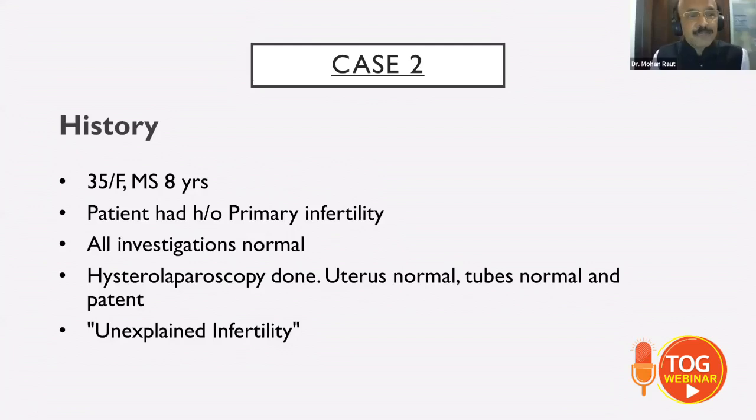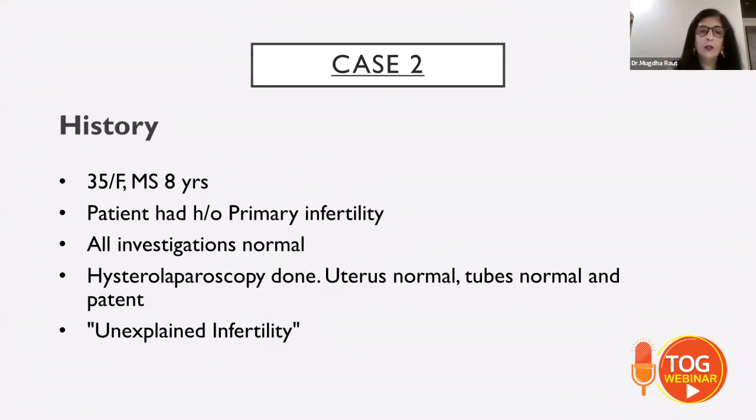It's a 35-year-old patient married for 8 years. History of primary infertility. Very interesting case. All investigations normal. Hysterolaparoscopy normal. Tubes normal, and labeled as unexplained infertility. But with hysterolaparoscopy, we do one more investigation, and I think I will hand over to Dr. Mugdha to elaborate on this patient. We do endometrial biopsy for CD57.